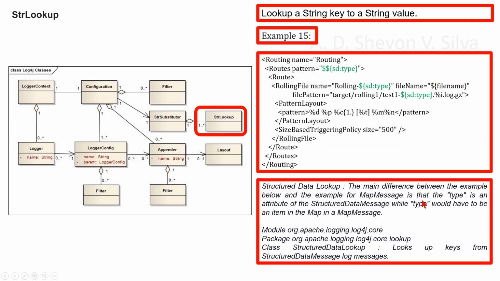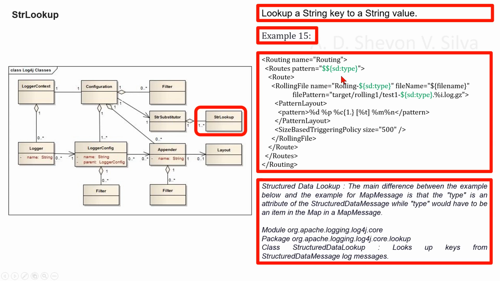Now we are considering the structured data lookup. The main difference between the example here and the example in map message is that the type is an attribute of the structured data message, while the type would have to be an item in the map message.